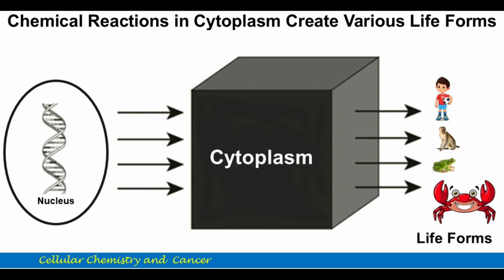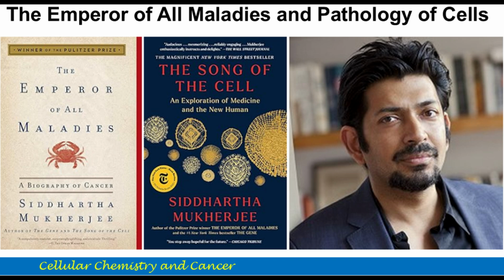Chemical reactions in the cytoplasm lead to the formation of various complex life forms, including crustaceans. However, malignant cell types, such as cancer, can also develop. What is the difference between the normal chemical processes that create life and the abnormal chemical processes that occur in cancer cells? Can cancer develop due to disruptions in the chemical processes within the cell's cytoplasm?